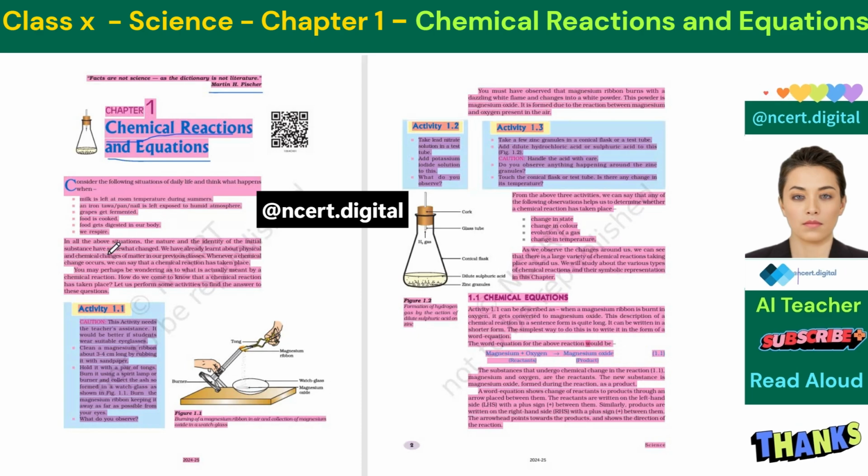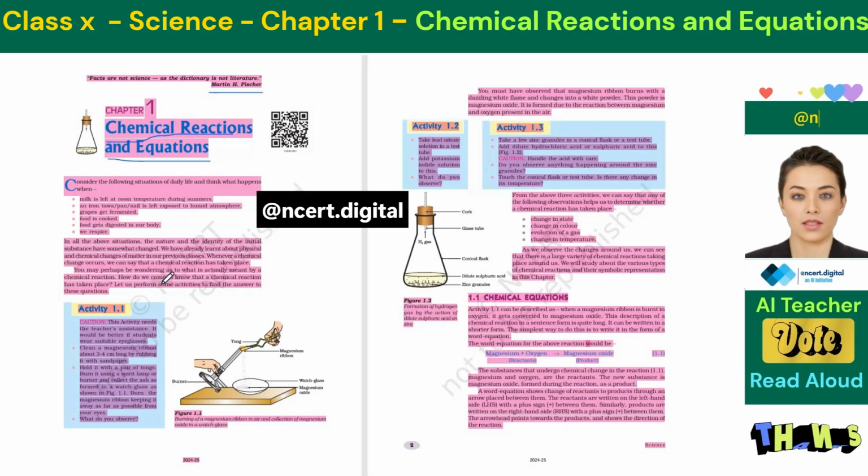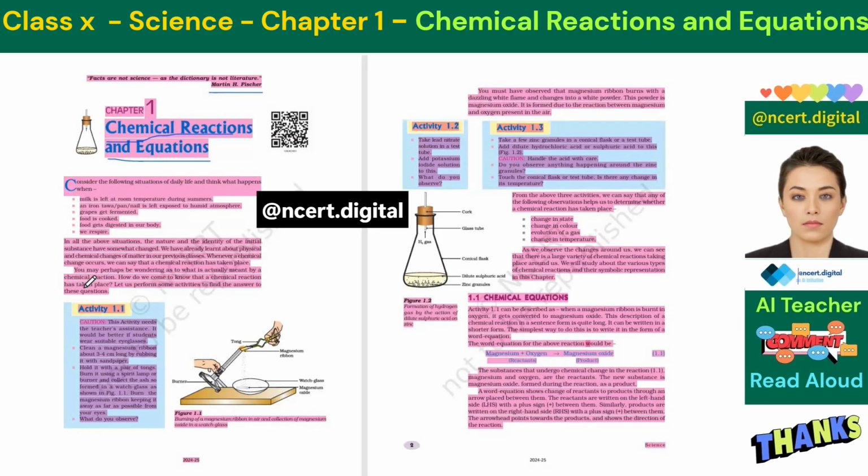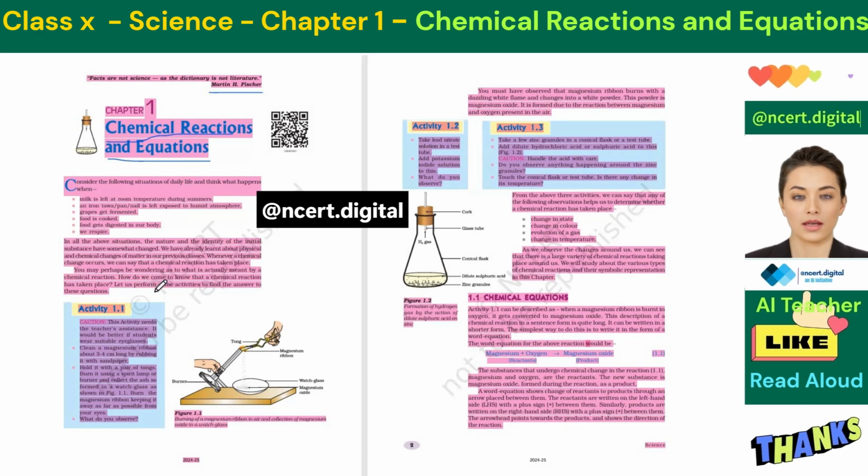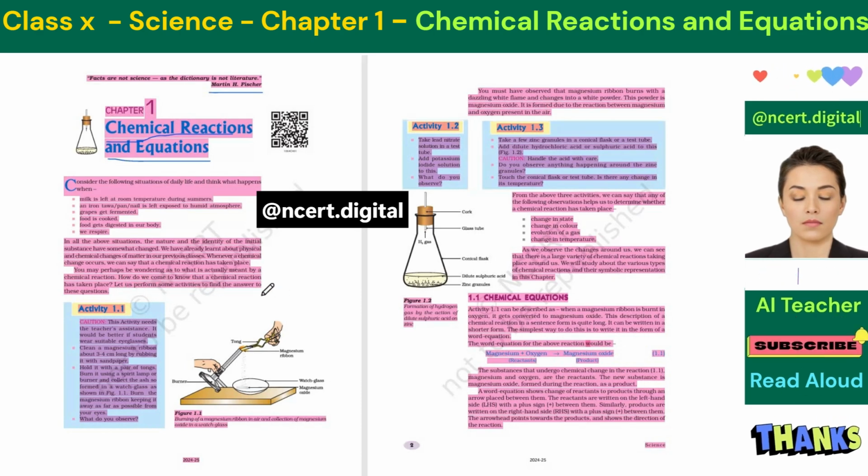In all the above situations, the nature and identity of the initial substance have somewhat changed. We have already learned about physical and chemical changes of matter in our previous classes. Whenever a chemical change occurs, we can say that a chemical reaction has taken place. You may perhaps be wondering what is actually meant by a chemical reaction. How do we come to know that a chemical reaction has taken place? Let us perform some activities to find the answer to these questions.